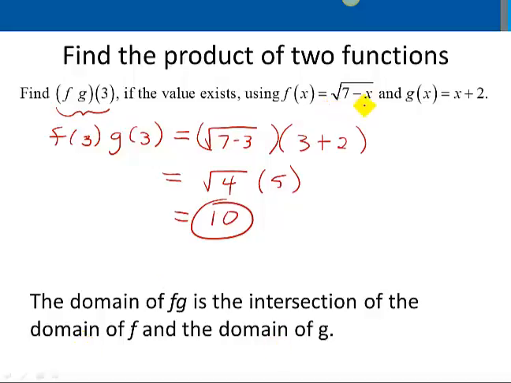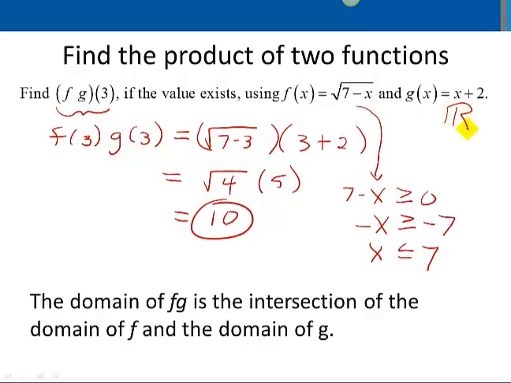Here, for the domain of f of x, we would need to have 7 minus x be greater than or equal to 0, which means negative x would be greater than or equal to negative 7, and that would result in x being less than or equal to 7. So the domain of f of x would be all real numbers less than or equal to 7. The domain of g of x would be all real numbers. The intersection of those two domains, which would be our domain of f times g, would be all real numbers less than or equal to 7.